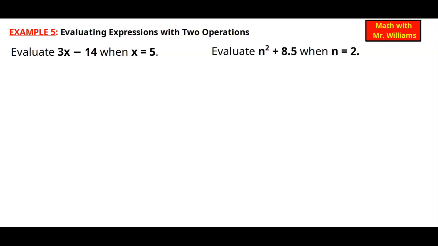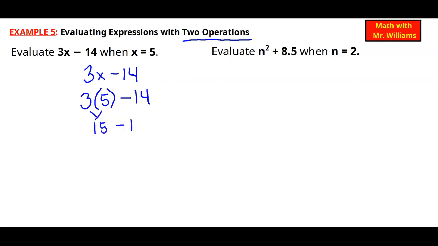Math of Mr. Williams, example 5, evaluating expressions with 2 operations. All right, the first one says evaluate 3x minus 14 when x equals 5. So let's go ahead and write down our expression. Okay, let's do our substitution here. Okay, now we know a number next to a letter means to multiply, so we're going to multiply 3 times 5, getting us 15. Bring down the minus 14, so the difference between 15 and 14 is 1 for our answer.